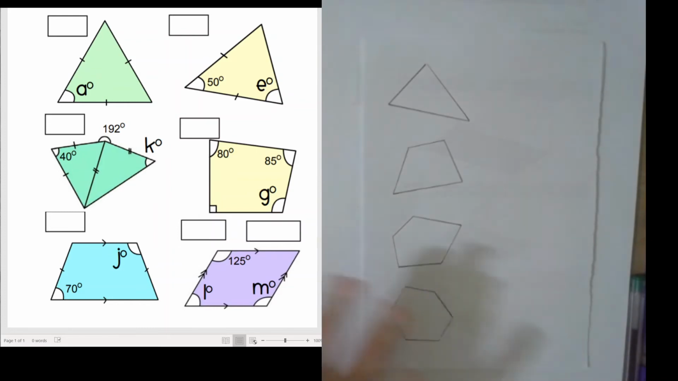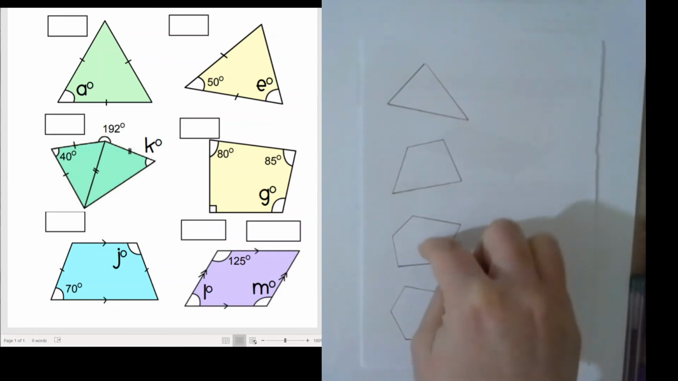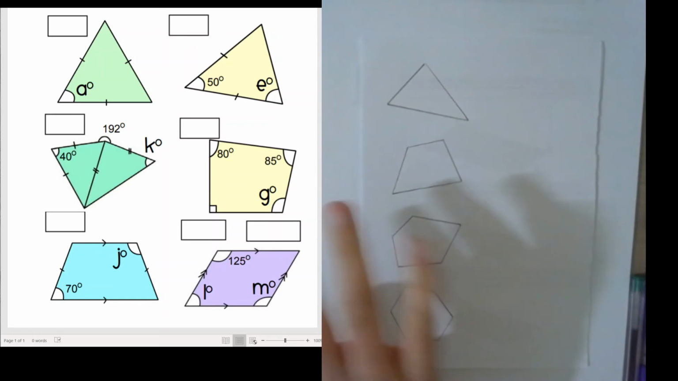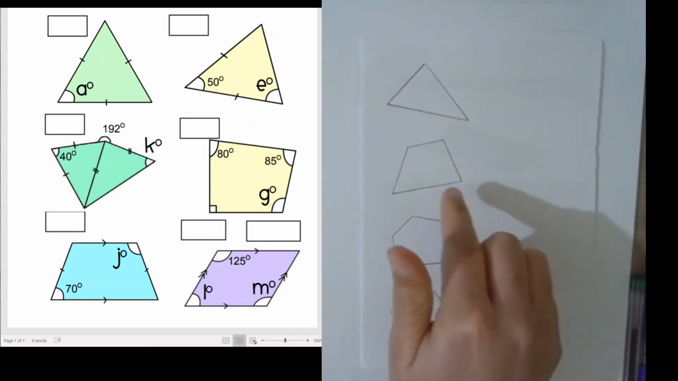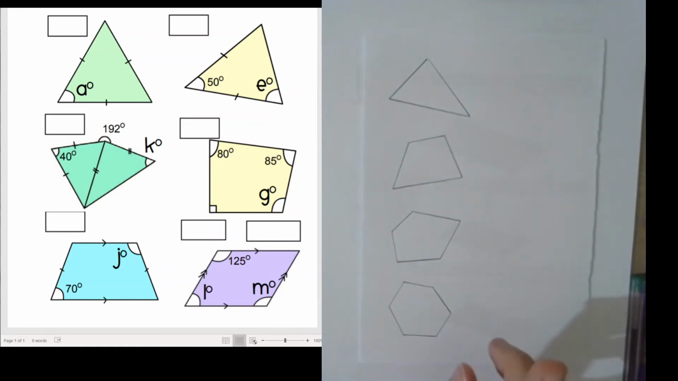Okay, so for those people doing the extension work, in your books you do need to be measuring the angles, so don't make the shapes too small. But in your books, I would like you to draw out these shapes. It doesn't need to be exact. I just need a triangle, it could be any triangle under the sun. I need a quadrilateral, it can be any quadrilateral under the sun.